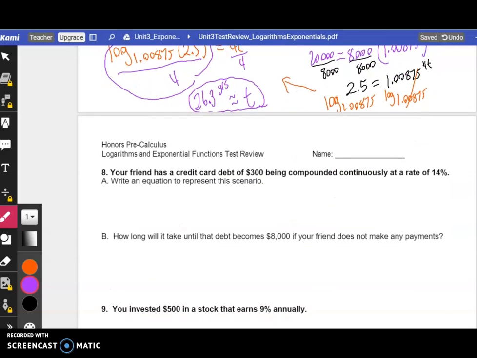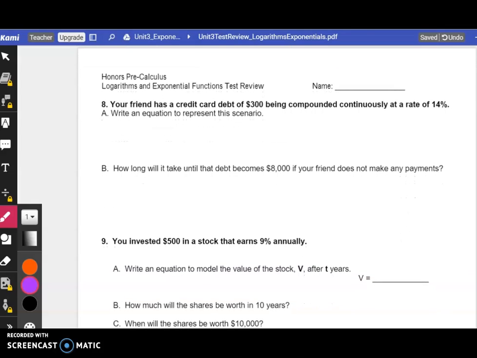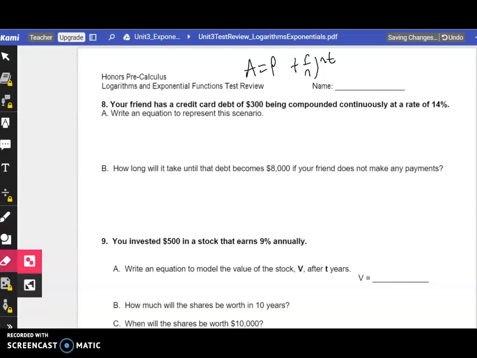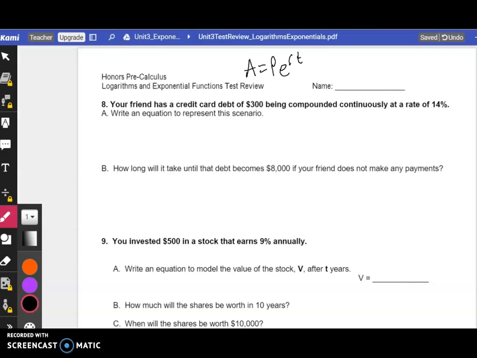Let's go on to number 8. Same concept, same formula. So I'll write it down again. A equals P times 1 plus R over N to the NT. Good formula to have in your notes since the test is open note. Your friend has a credit card debt of $300 being compounded continuously. So when we have compounded continuously, this formula actually changes. And instead of 1 plus r over n to the nt, continuously means we're using e. So we have Pe to the rt.